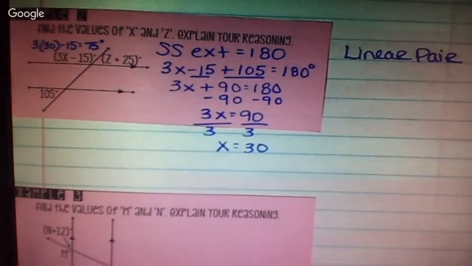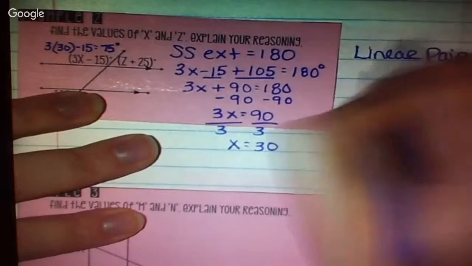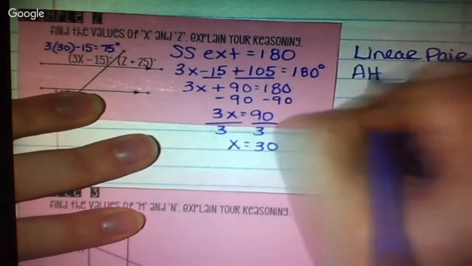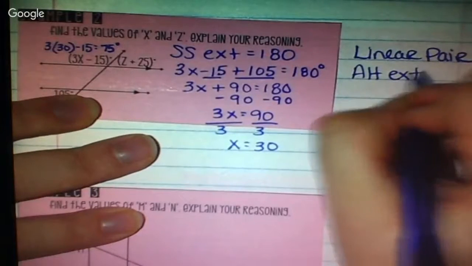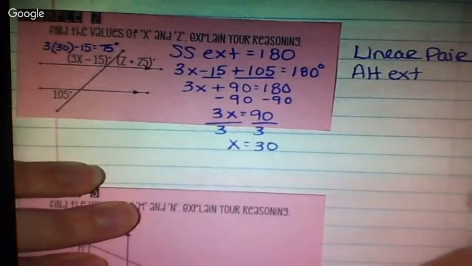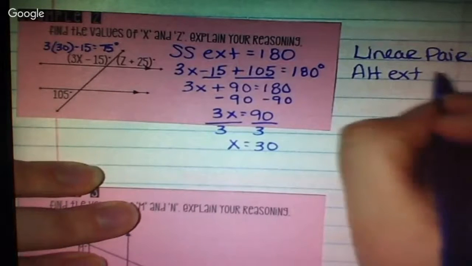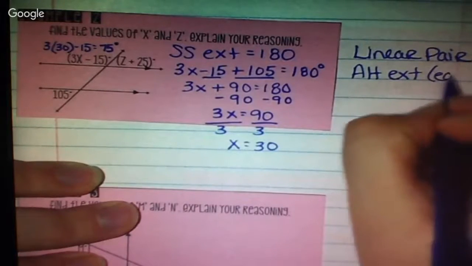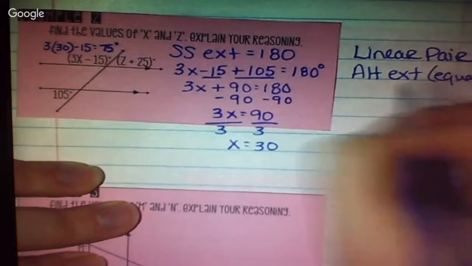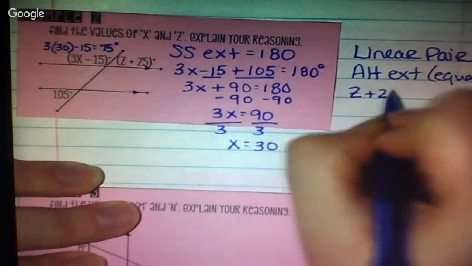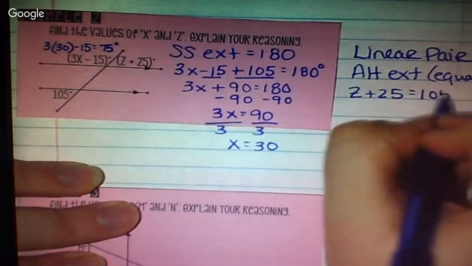They're alternate exterior, which means that they're equal to each other. So either way works. Do you want to do alternate exterior instead? Yeah. Okay, let's do that. They're also a linear pair, but we can also put alternate exterior angles. And if they're alternate exterior, that means they're equal to each other. So that means z plus 25 equals 105.